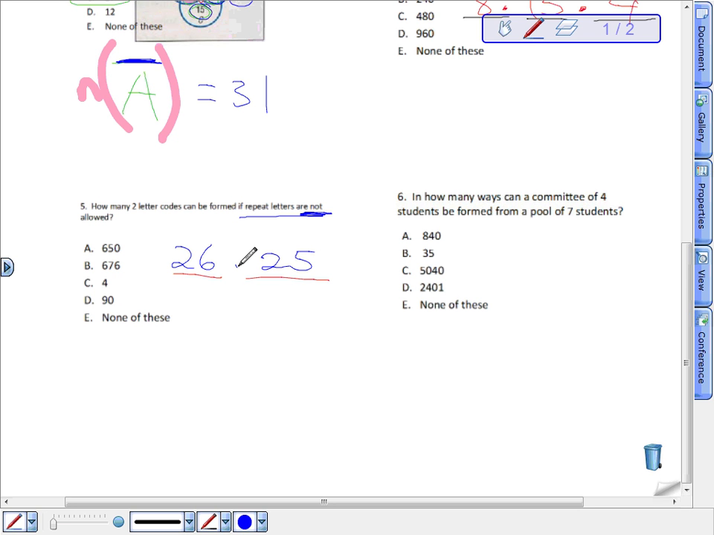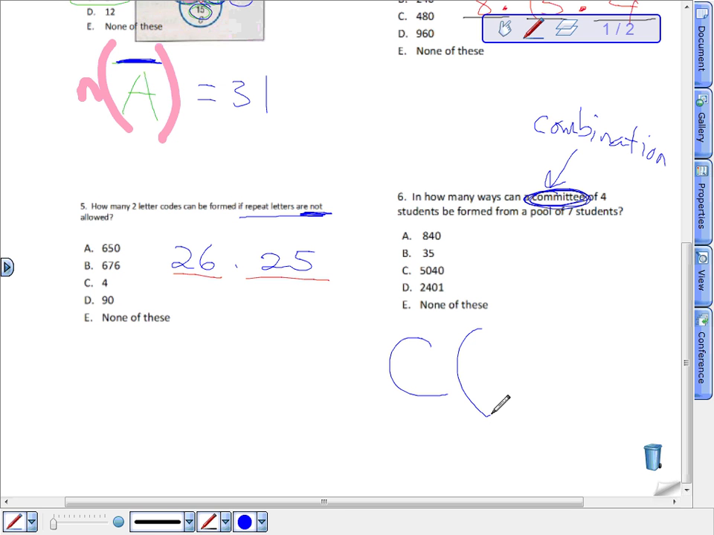All right, number 6, in how many ways can a committee, that should jump off the page at you, the word committee, if you remember this. This automatically means that we're going to have a combination. A combination means order does not matter. It does not matter what order we put these in. If it's a combination, we can always use the combination formula.